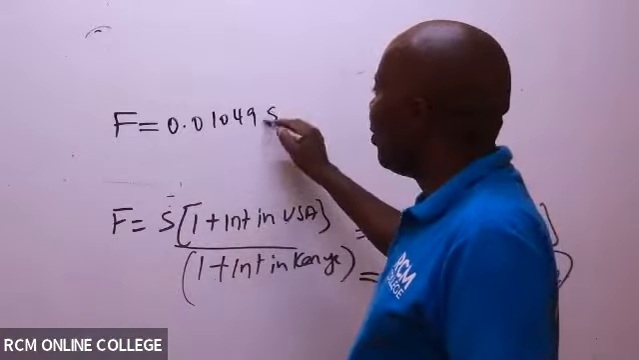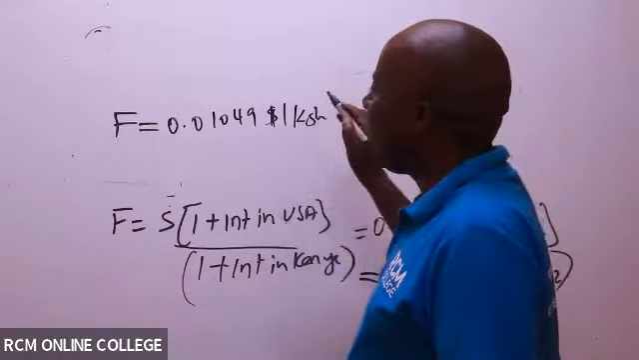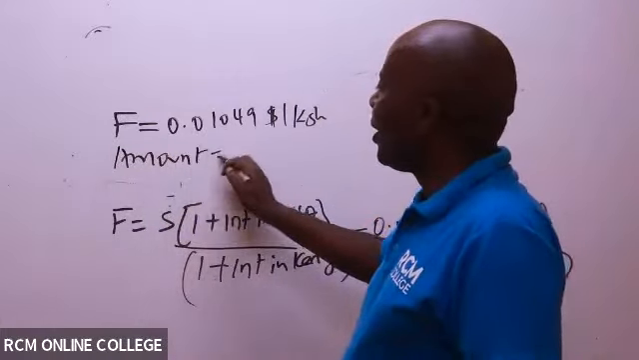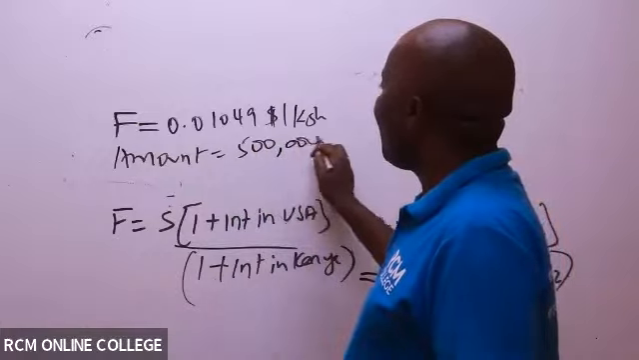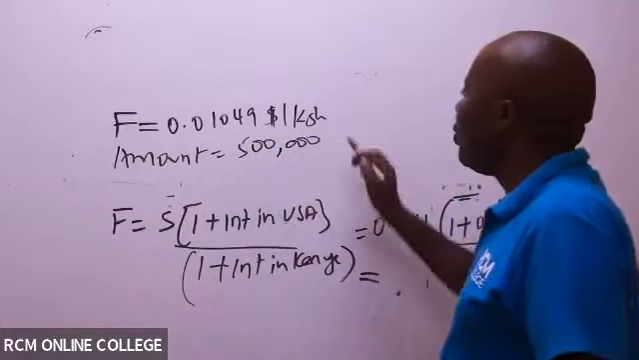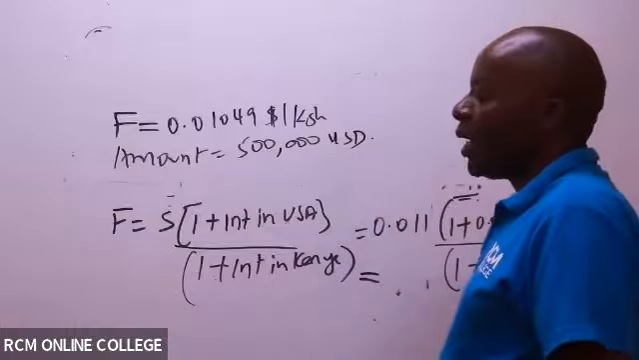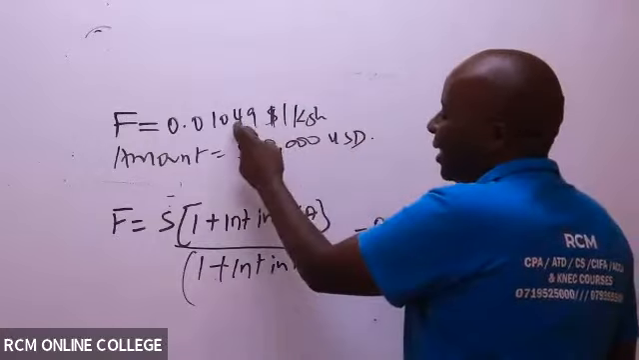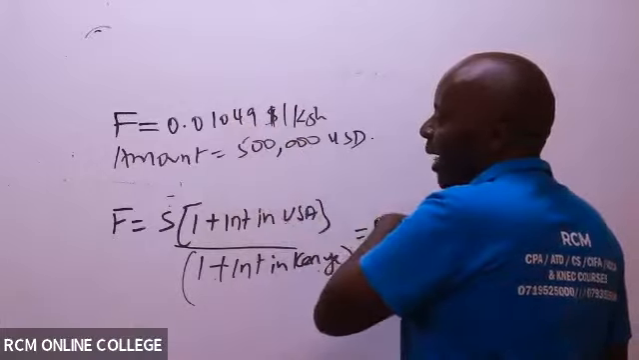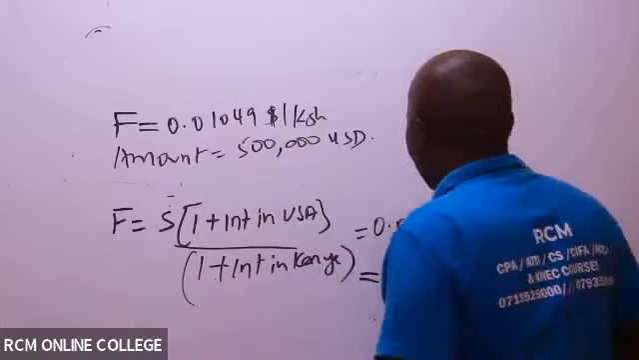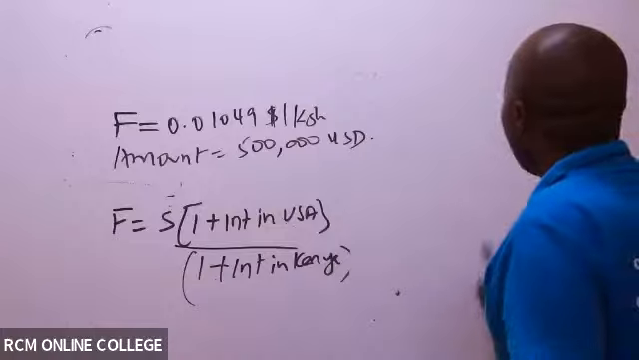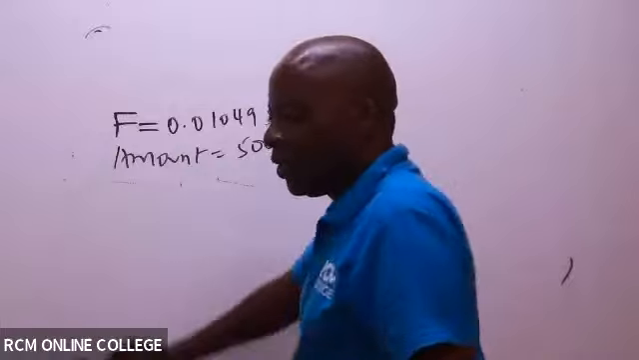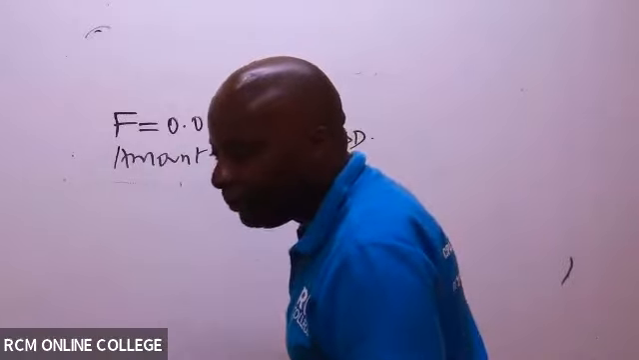The F is 0.01049 dollar per Kenya shilling. And then the amount, Wamchomba is needed to pay 500,000 US dollars. So go ahead and exchange. Of course, these are US dollars and these are Kenya shillings, there's no way you can multiply. When exchanging, you shall divide.